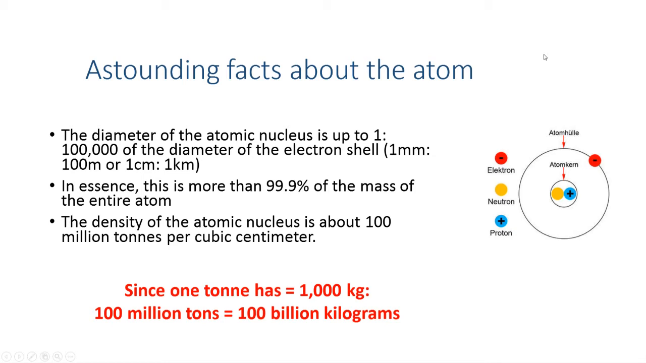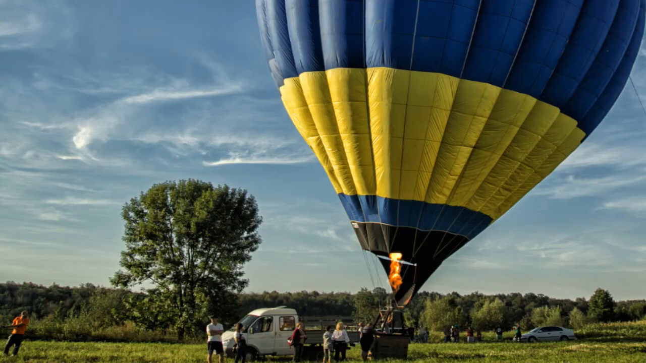We can also conclude from that these nuclei are extremely heavy. They weigh 100 million tons per cubic centimeter. If you were to fill a die with 1 centimeter sides with nuclei alone, that means without the electrons that orbit the nuclei at the distance, then this 1 cubic centimeter die would weigh 100 billion kilos. Let's look at an example.